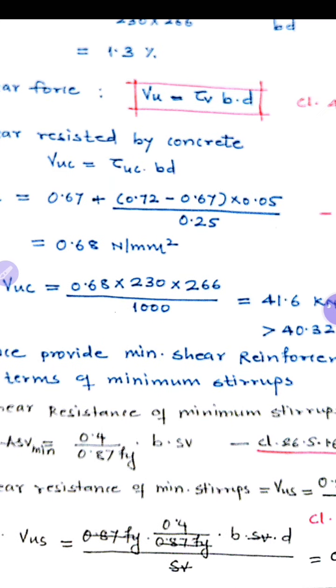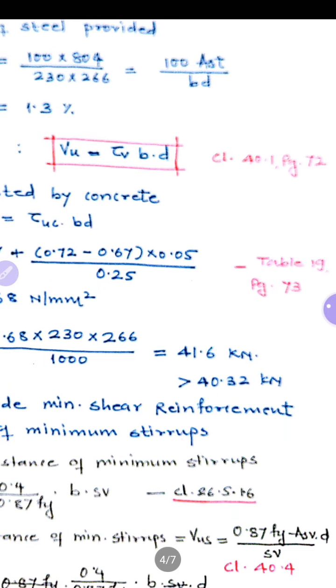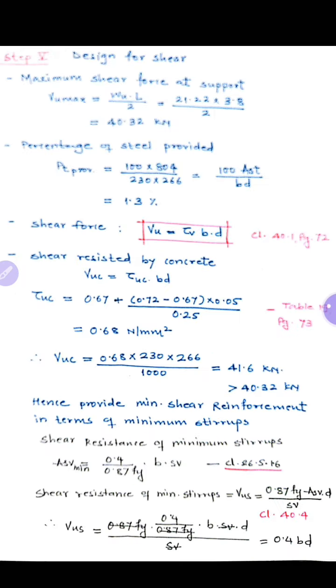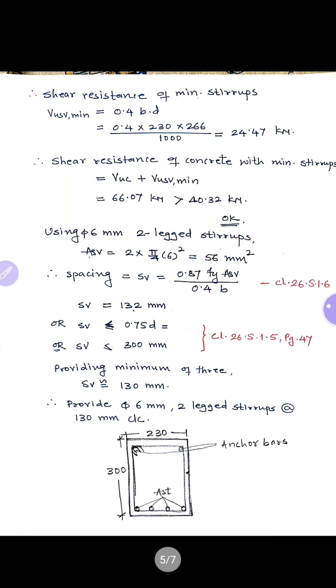Now this shear resistance of minimum stirrups is from clause 40.4. What is this? VUS is equal to 0.87 FY ASV D by SV. I am just putting the value of ASV from the minimum shear stirrup criteria, that is 26.5.1.6, and thus we will be getting VUS is equal to 0.4 BD. Now we understand that shear resistance of minimum stirrups, VUSV minimum, is equal to 0.4 BD. So I am going to calculate this.